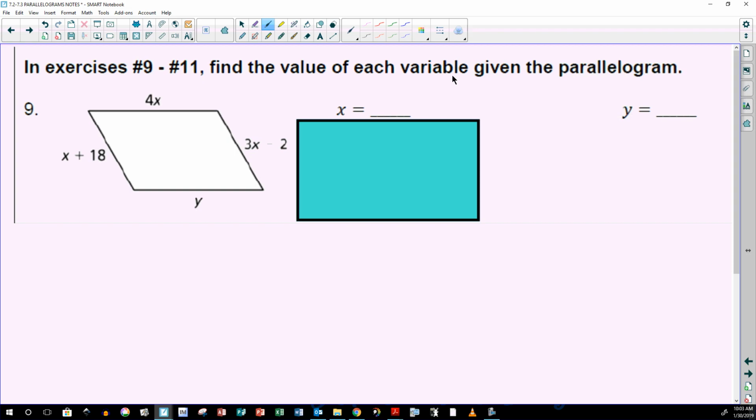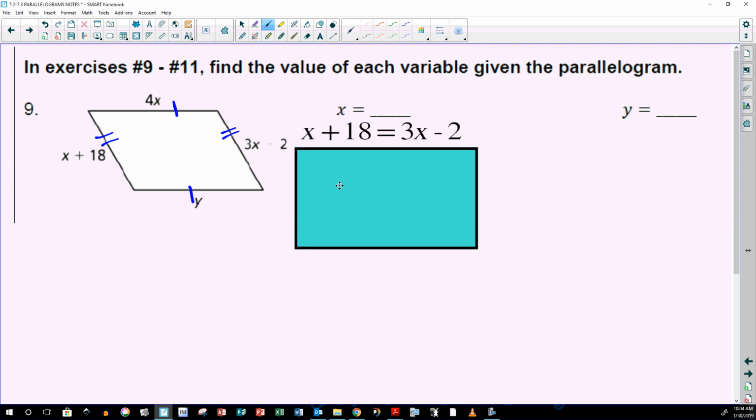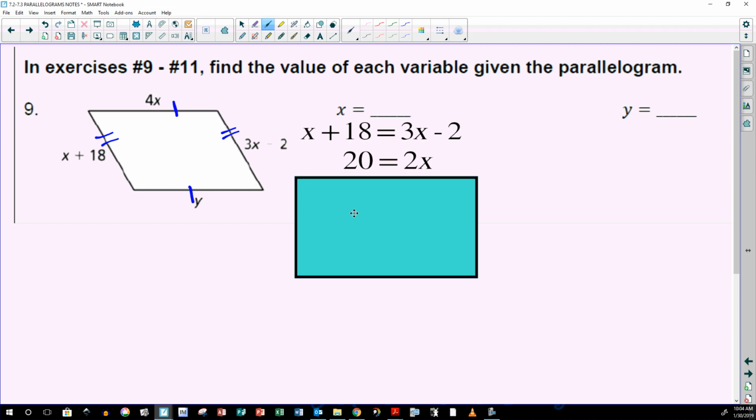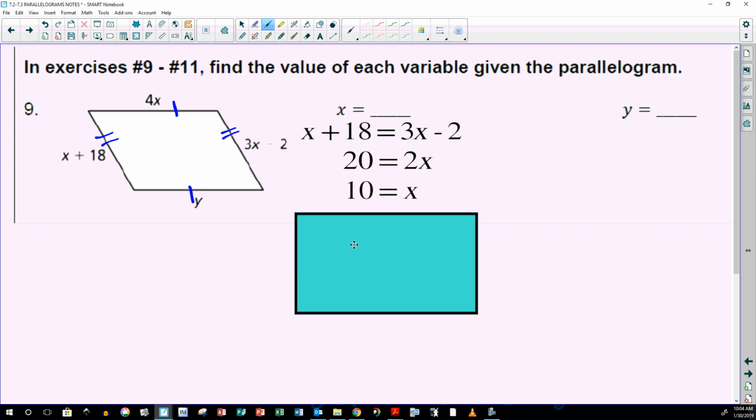All right, so we're going to find the value of the given variable. We know that this side is congruent to this side. We know this side is congruent to this side because opposite sides are congruent. So since both of these have an x, I'm going to set them equal to each other. So 2x is 20, so therefore x is 10. Well, if x is 10, then that makes this side 4 times 10. So this side is 40. Therefore, y is 40.